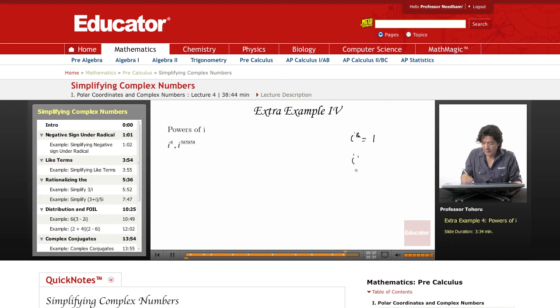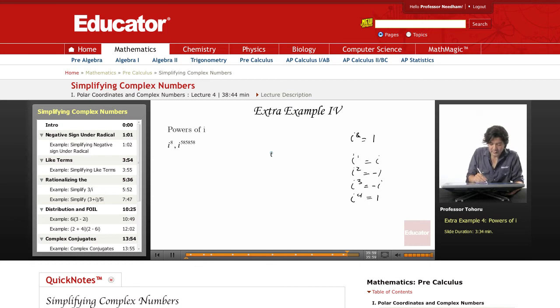Basically this is it: i equals i, i squared equals negative 1, i cubed equals negative i, i to the 4th equals 1. So this is the pattern, and if you ever get lost, just look at this pattern. Don't be afraid to rewrite this. So i to the 8 is going to be 1 according to this pattern.